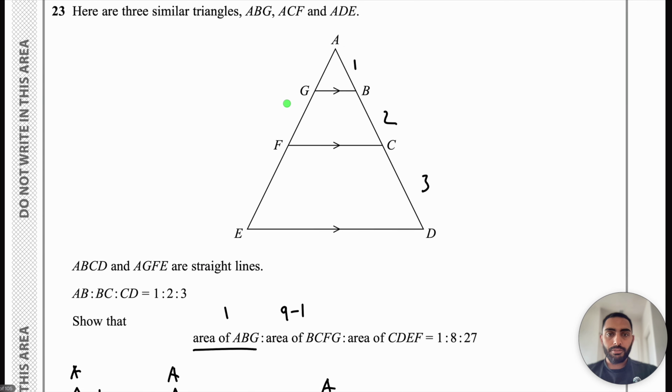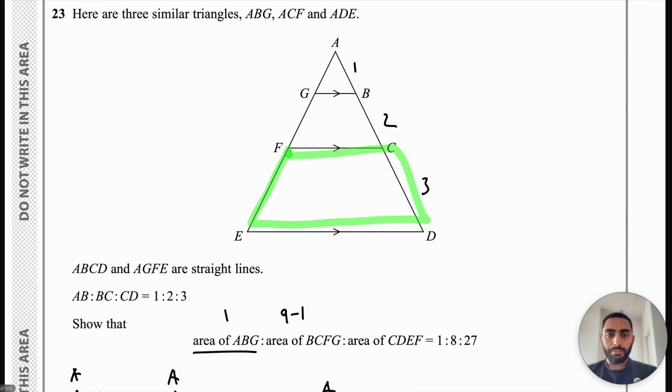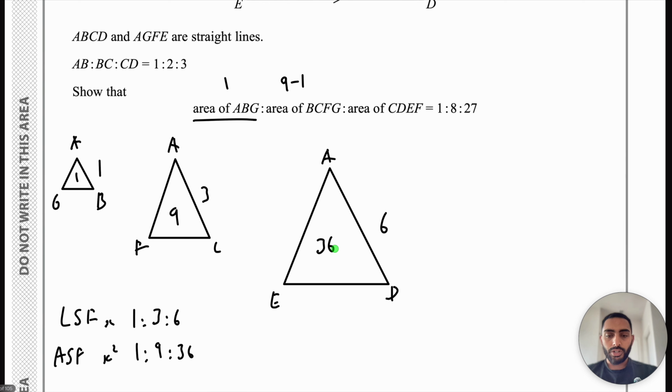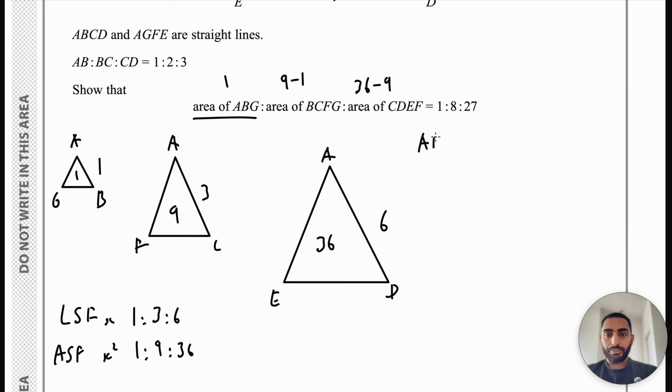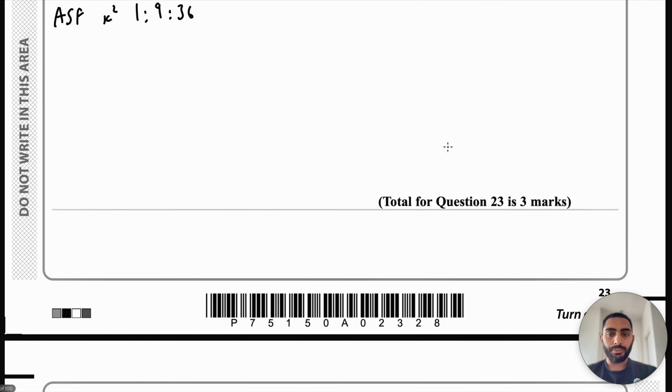For CDEF, I'm finding the area of this trapezium. So I need to find the area of the large triangle and take away the area of the middle-sized triangle. The large triangle is 36, and the medium-sized triangle is 9, so 36 minus 9. So ABG is just 1. Then BCFG is 9 take away 1, which is 8, and it matches up with that. And then CDEF is 36 minus 9, which is 27. And you can see our answer matches up with their answer.